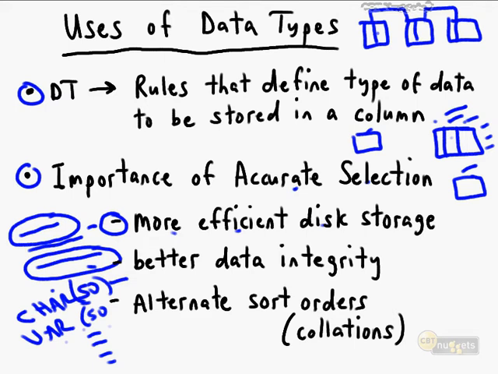I don't buy that at all. We want to be strict about our disk space. Another advantage of accurate data type selection is better data integrity. As a DBA and as a database developer, we need to be always very mindful of data integrity. We want to make sure that all data that goes into our tables is accurate.